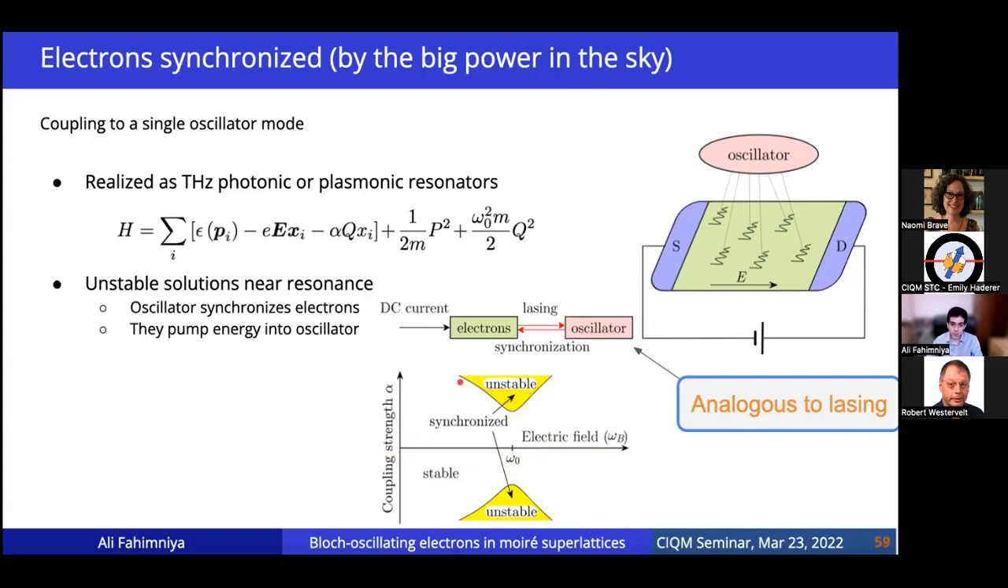In the stable regime, it is like freestyle dancing of electrons, which are asynchronous oscillations. But in the unstable regime, we have lockstep dancing. Oscillations are synchronized and electrons turn into sort of nano soldiers all marching together, and then also pumping energy to the oscillator.